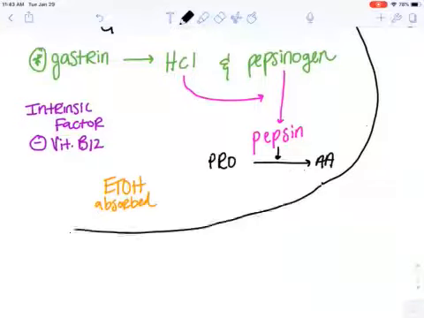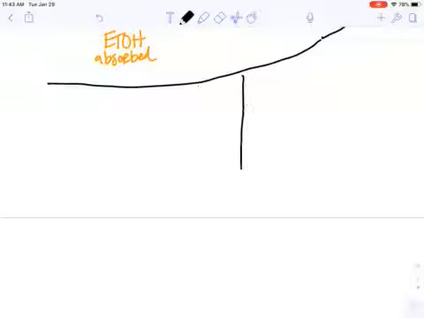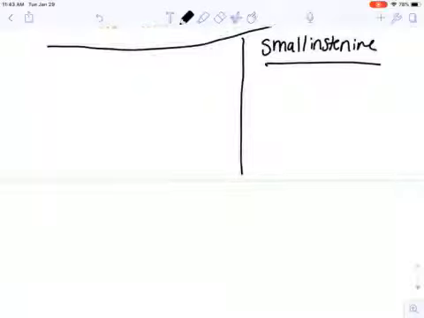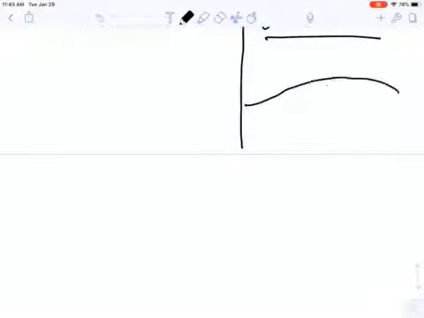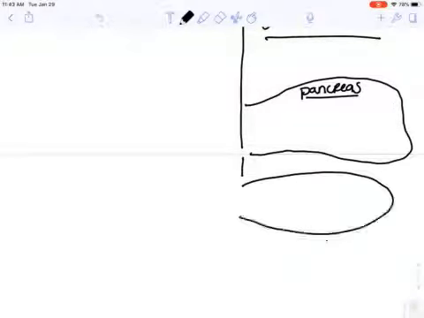Now we've produced this chyme, and we're going to go into the small intestine. So here, excuse me, is our small intestine, and there's going to be 3 different compartments. And what I'm going to actually do is I'm going to draw the pancreas. So here we go, the pancreas. So this is going to represent the pancreas. Plays a big role with digestion. And then I'm also going to draw the gallbladder. So this is our gallbladder.